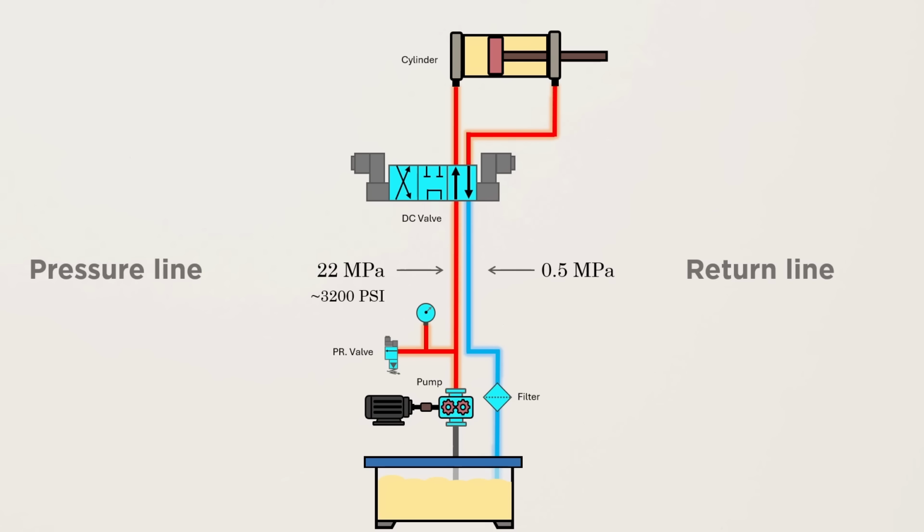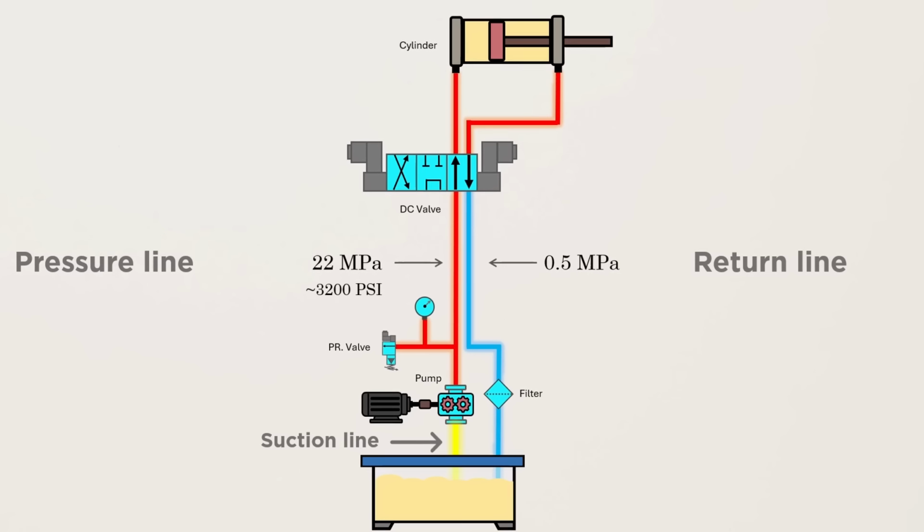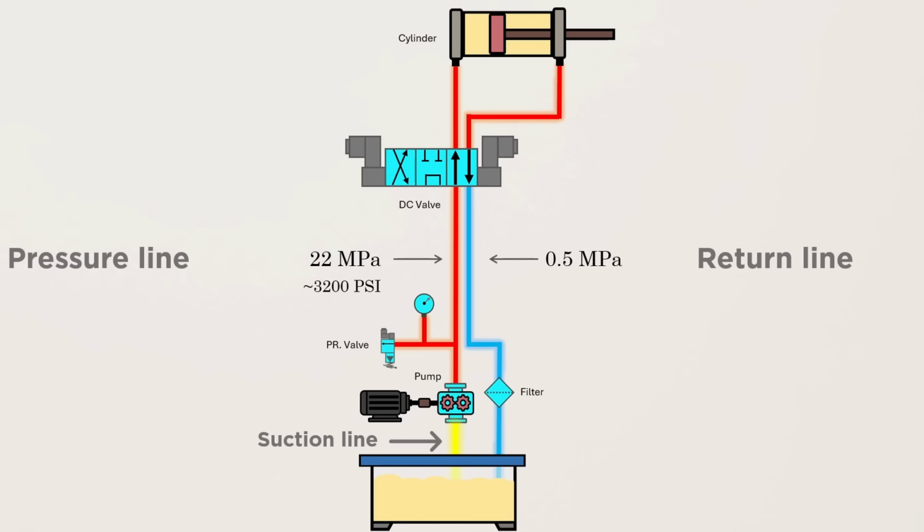Now, the most important line, the suction line, the line connecting the tank to the pump inlet. Here, the pressure is completely different. It's not positive pressure, it's actually negative pressure, vacuum pressure. So we need a hose that is rated for vacuum pressure to prevent hose collapse. We will discuss suction line in detail in a separate video, but to select the right hydraulic hoses, pressure rating alone is not enough.